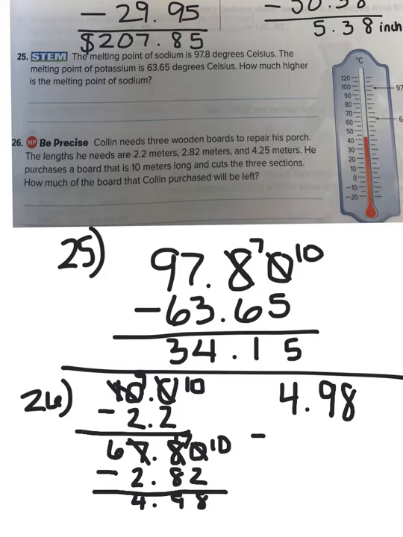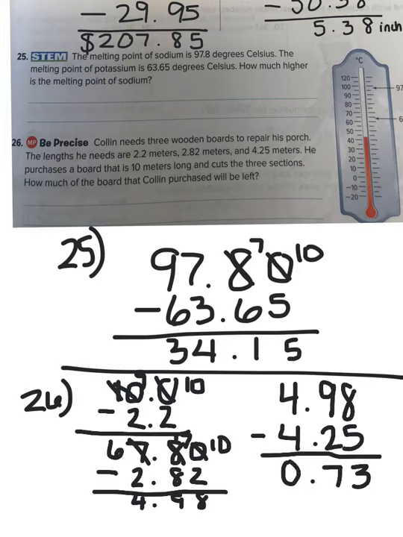And we still have one more length of board to subtract from there, which is 4.25. So we can take 5 away from 8, leaving us with 3, the 9 from the 2, leaving us with 7, and then 4 minus 4 is 0. We still need to bring down that decimal place, and Colin will be left with 0.73 meters.